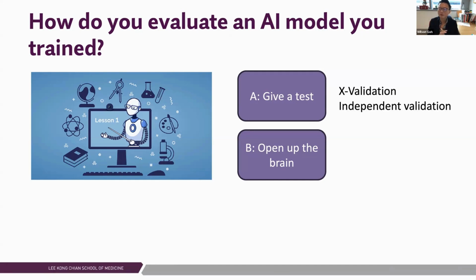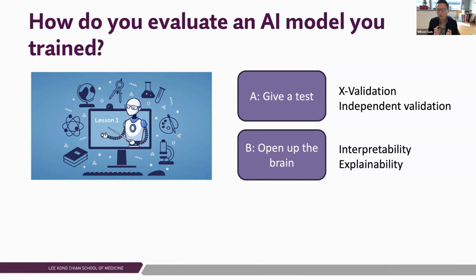For the first one, there are some techniques. They call it cross-validation and independent validation. This is performed very widely, and I'll show you an example of this in a little bit. But of course, there is this other part about opening up the brain, the digital brain, because the AI is not perceived as an individual yet, they are not regarded on the same level as a human being.